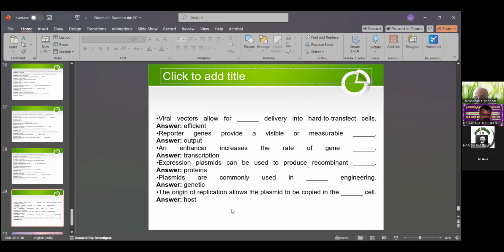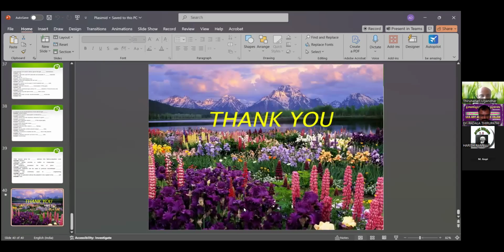Reporter genes provide a visible assay and measurable output. Enhancers increase the rate of gene transcription. Expression of the plasmid can be used to produce a recombinant protein. Plasmids are commonly used in genetic engineering. The origin of replication allows the plasmid to be copied in the host. These are the important points of the plasmid types.